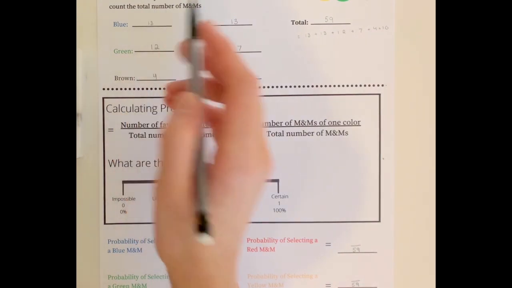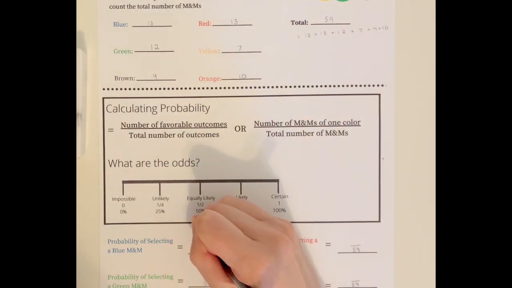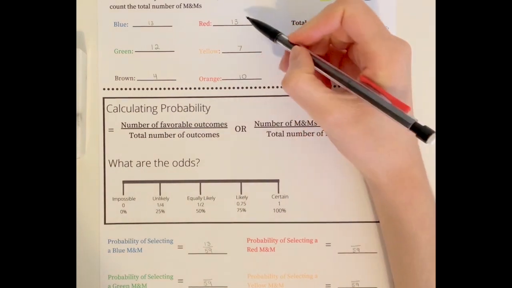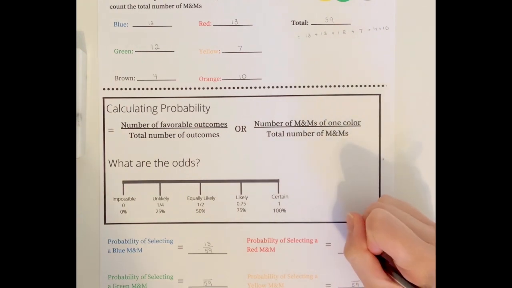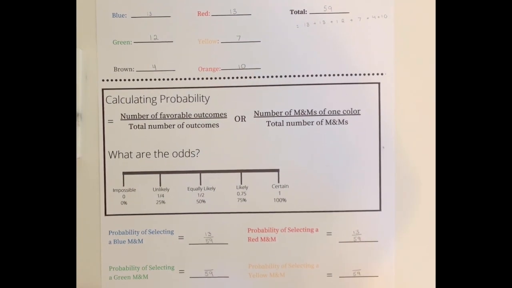Once you have the total number of M&Ms written down on each line, you're going to write down the number of M&Ms of one specific color. So, in this case, for your probability of selecting a blue M&M, look at the total number of blue M&Ms that you got on top, and add them to the numerator of the fraction. Do the same thing for the rest of the colors, starting with red, then green, yellow, brown, and orange.